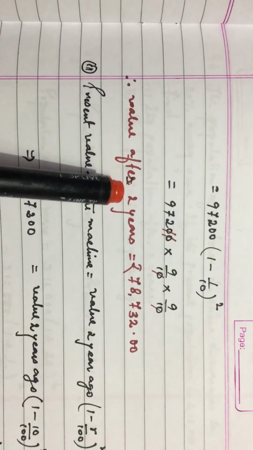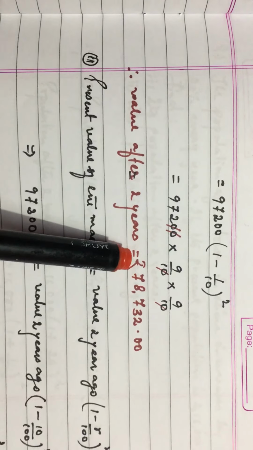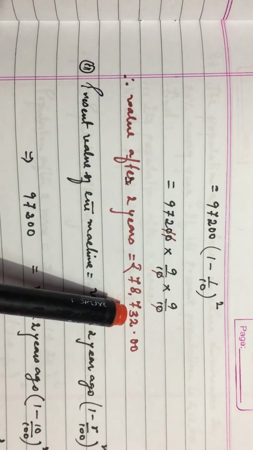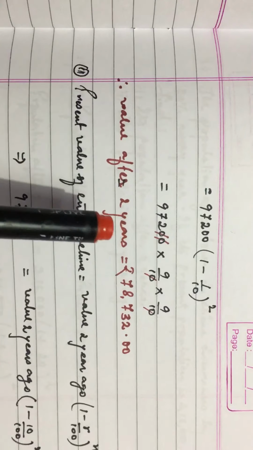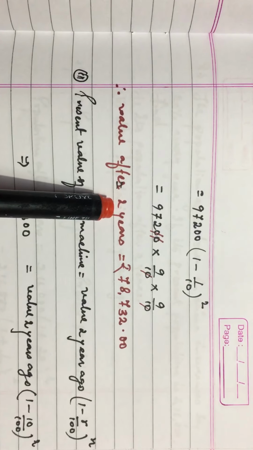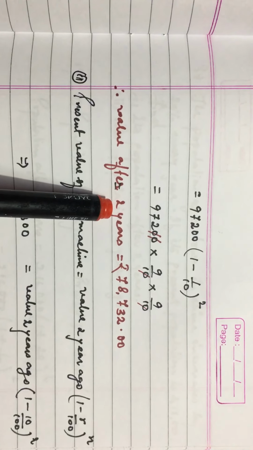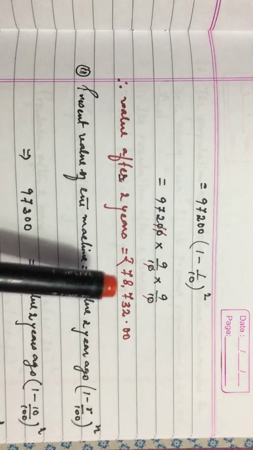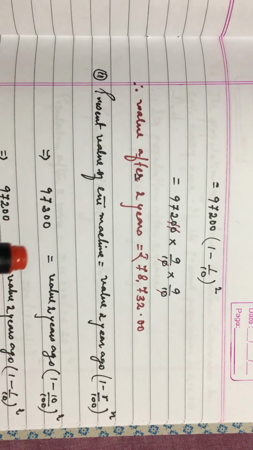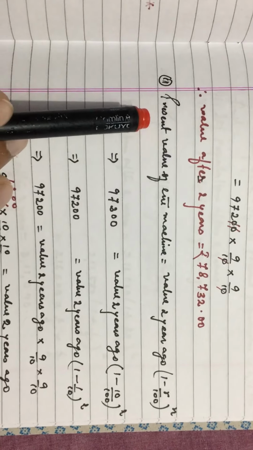So the value after 2 years is rupees 78,732. Before the 2 years it was 97,200, and after 2 years, after depreciation of 10%, it is 78,732. Now see, there is one more part.